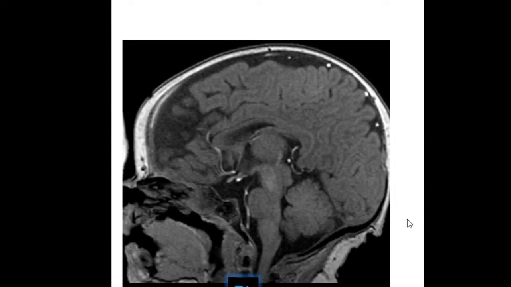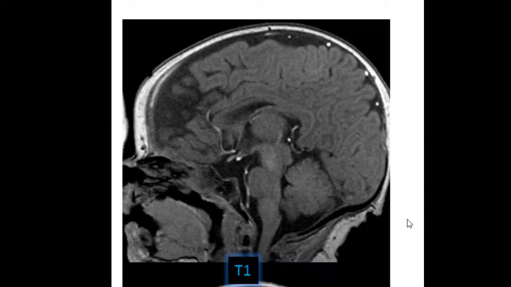We'll move on to our second case, T1 sagittal MR brain, and we have here an empty pituitary sella and an ectopic posterior pituitary bright spot. This is a case of ectopic posterior pituitary gland.